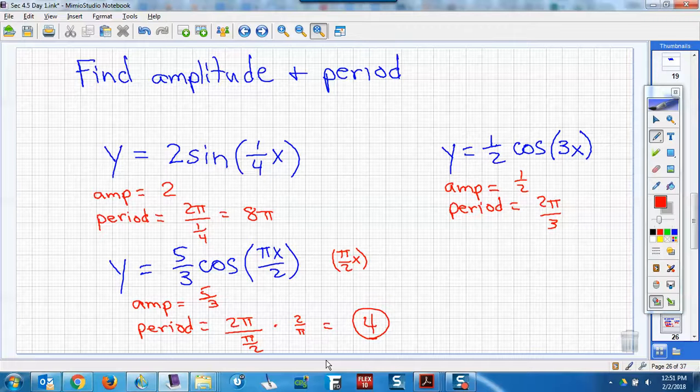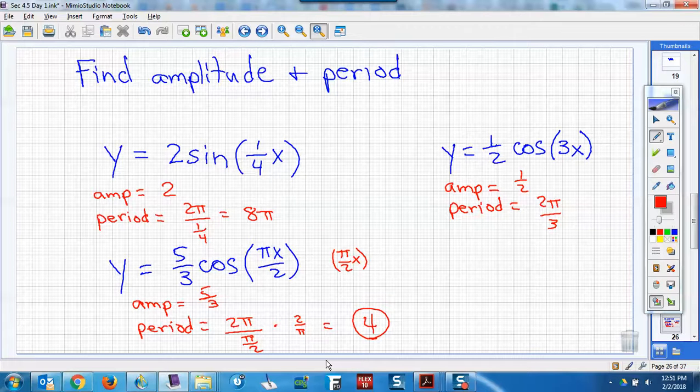The period's a little trickier one. You just take 2 pi divided by that number that's on the inside. So 2 pi divided by 1/4 is 8 pi. So the period of that one is 8 pi. That's going to be a stretch, because that means one cycle is going to go through 8 pi. Next, 2 pi thirds. This one's going to be a compression. One cycle is going to get done at 2 pi thirds, way short of 2 pi. 2 pi divided by 3.